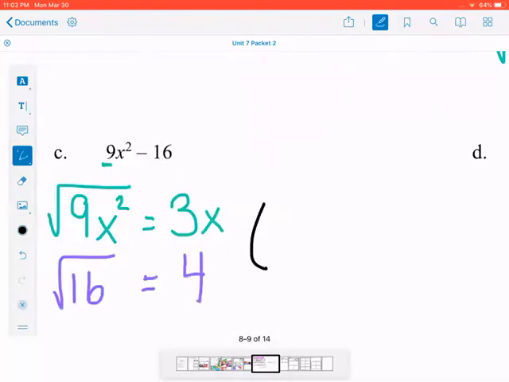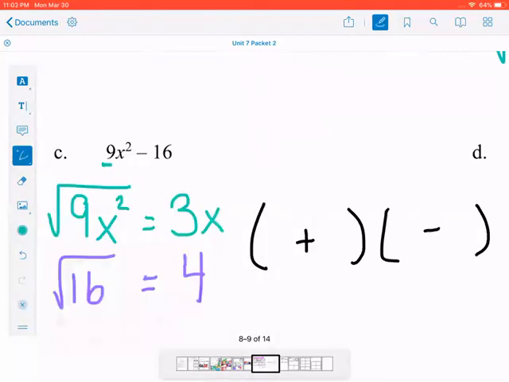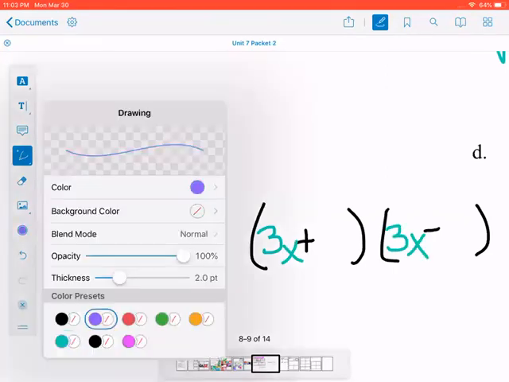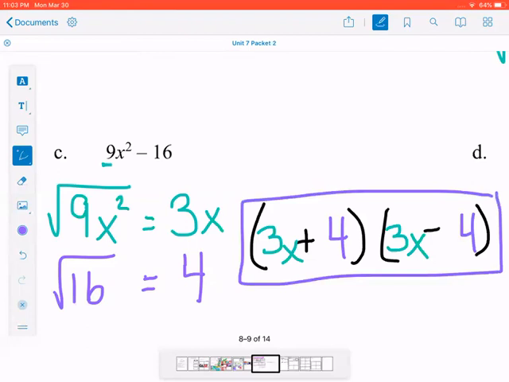You set up your two sets of parentheses. One gets a plus, one gets a minus. Okay, the 3x comes first because 9x squared was first. The 4 goes second because the 16 came second. And that's it. That's all we're doing for the difference of two perfect squares.